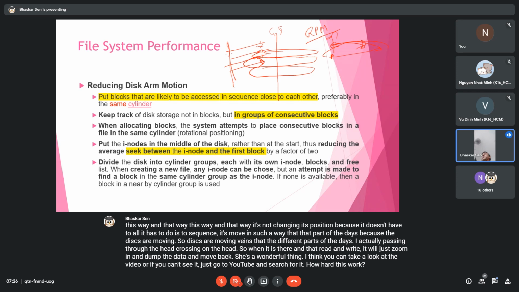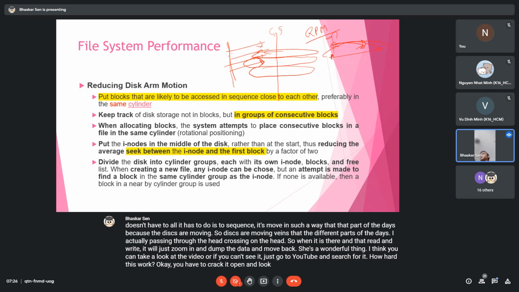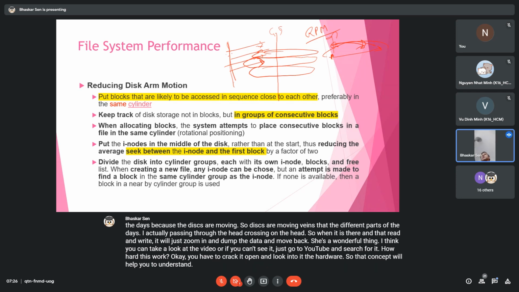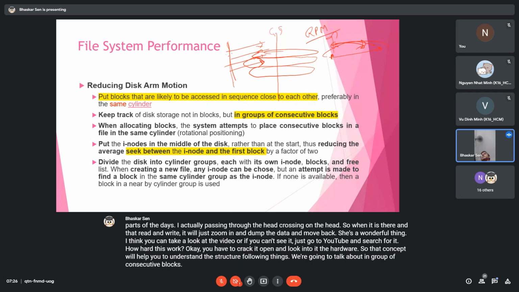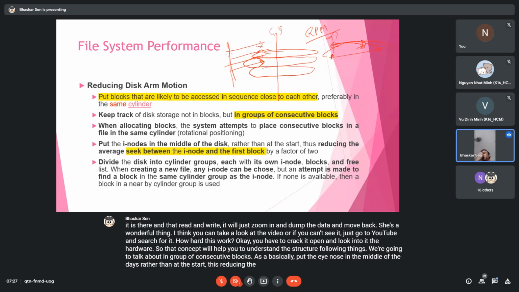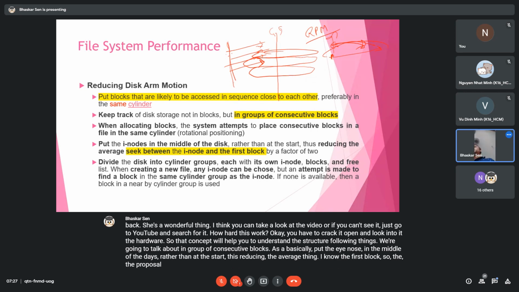Okay, you have to crack it open and look into it, the hardware, because that concept will help you to understand the structure, the following things that we are going to talk about. In group of consecutive blocks, basically put the inodes in the middle of the disk rather than at the start, thus reducing the average length of the inodes, the first block. So the proposal that they have given is this.